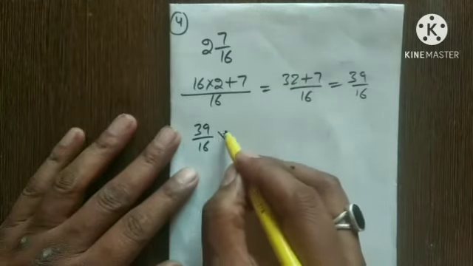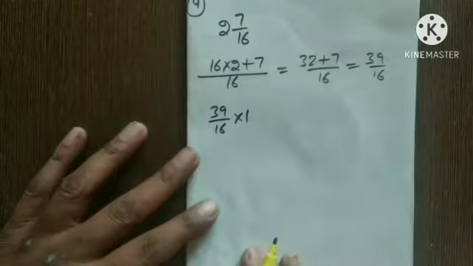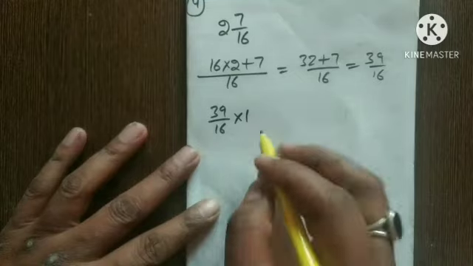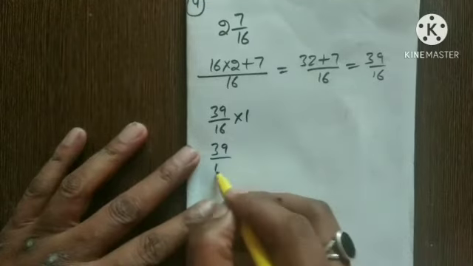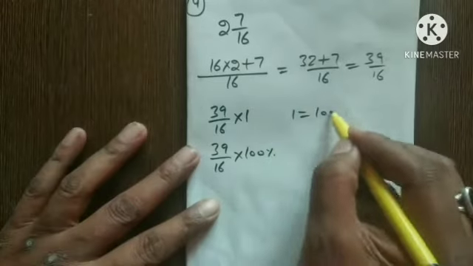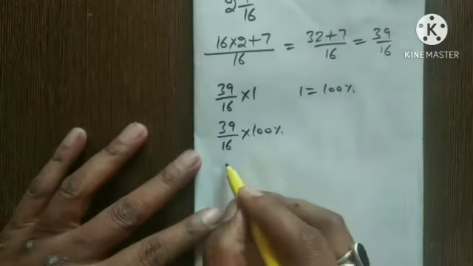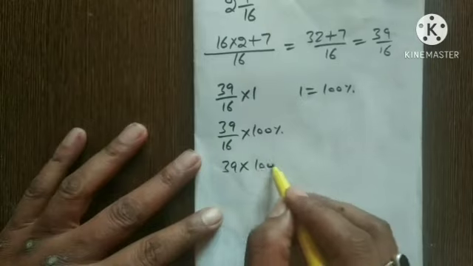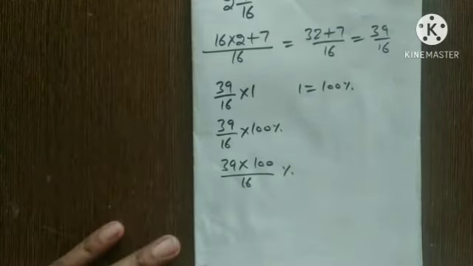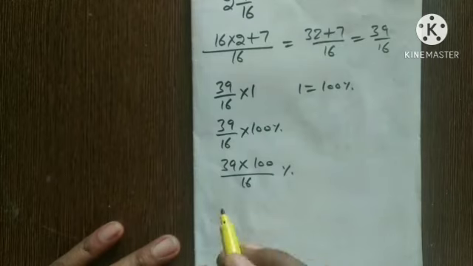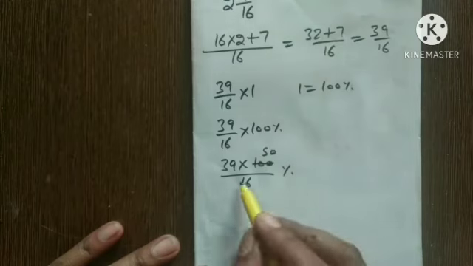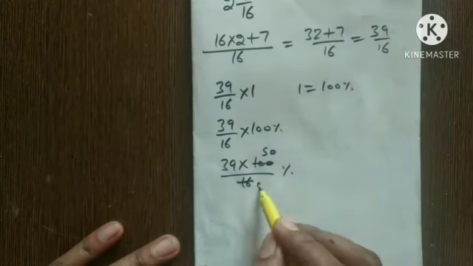So what I do, I will multiply with 1, that makes no difference on multiplication, to 39 by 16. Now 39 over 16 multiply 100% because 1 is equal to 100%. Now 39 multiply 100 over 16. Now 100 and 16 both are divisible on which table? Both are divisible on the table of 2. So if I divide 100 by 2, this is 50, and if I divide 16 by 2, that is 8.